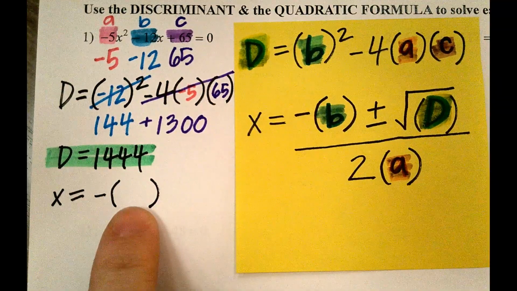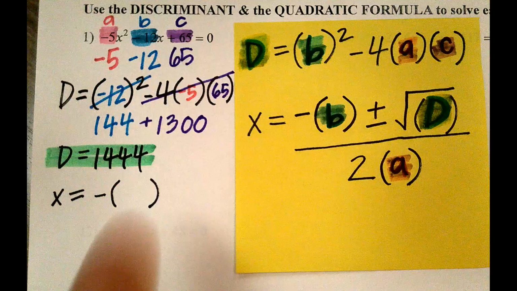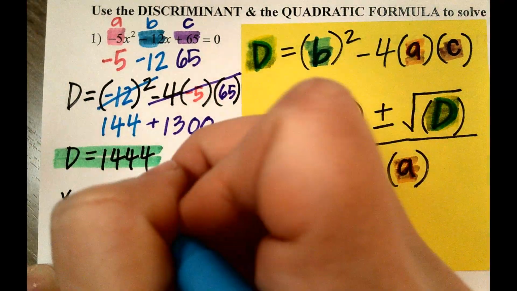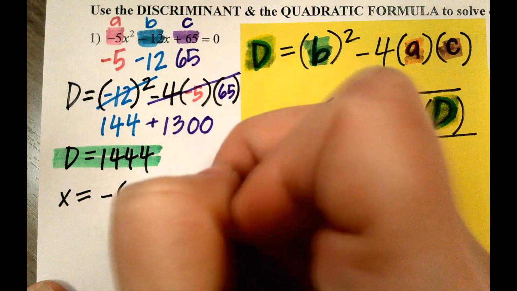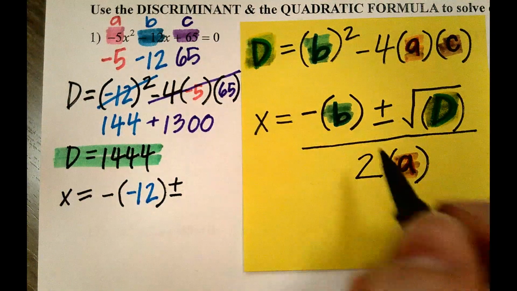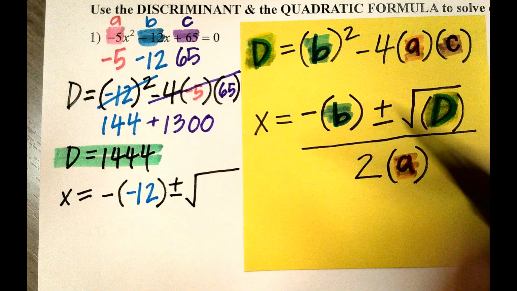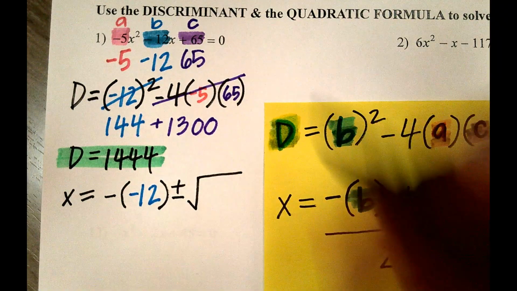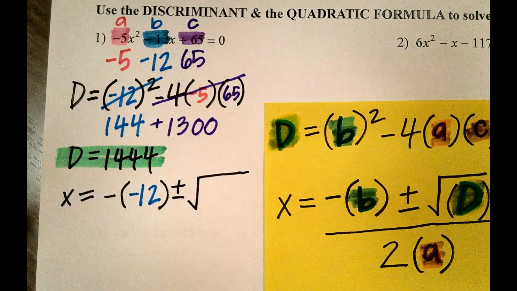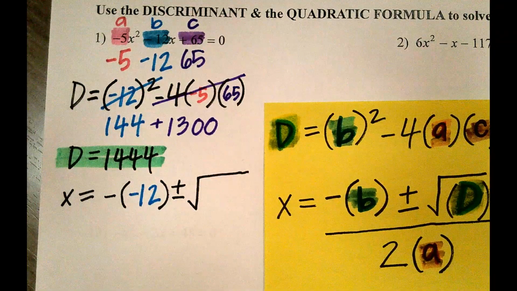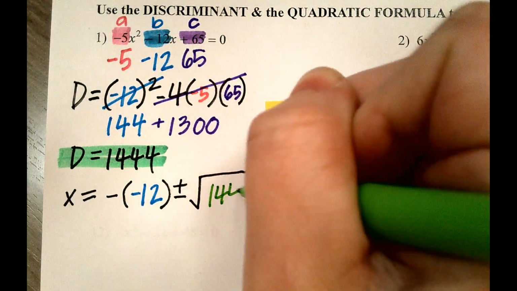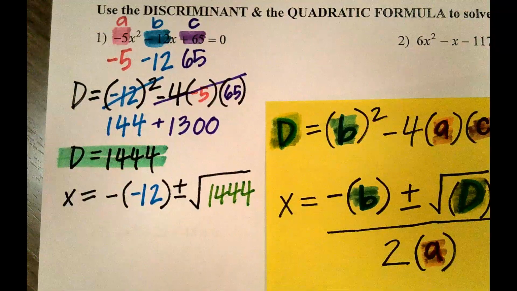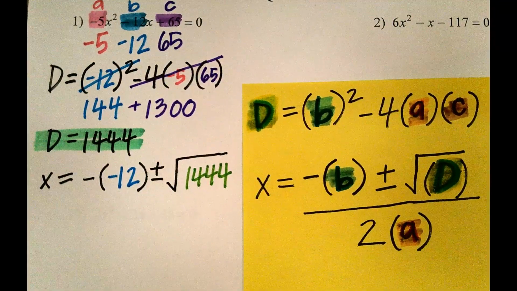What do I put here? -12. That's okay. Yes, -12. Good. Negative 12. That's still my B. And now you're right, Charles. Plus and then minus. Plus or minus. Your square root. Then for your discriminant it was 1,444. So 1, 4, 4, 4. Okay. So I plugged in my discriminant.